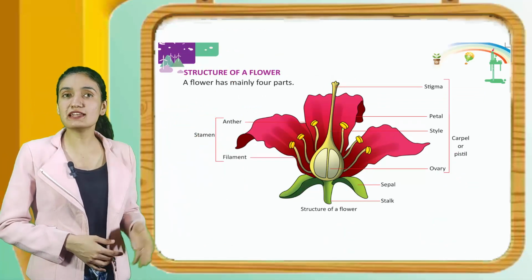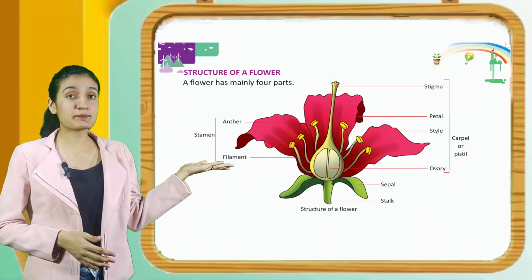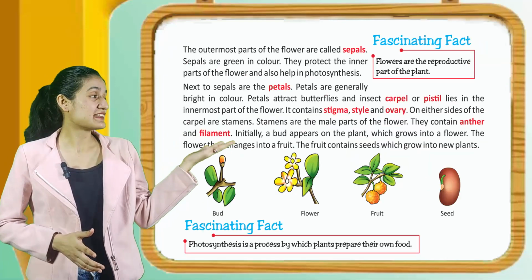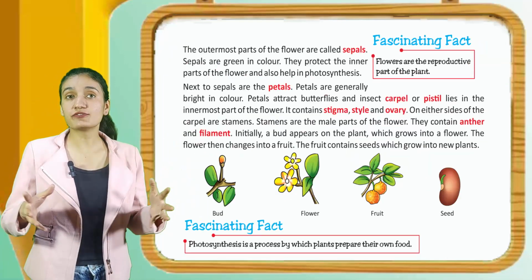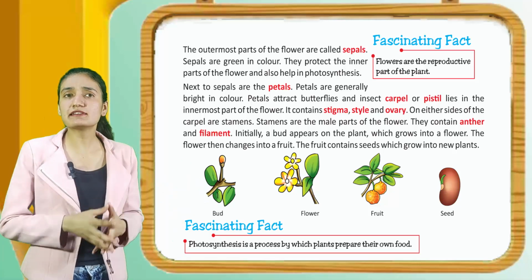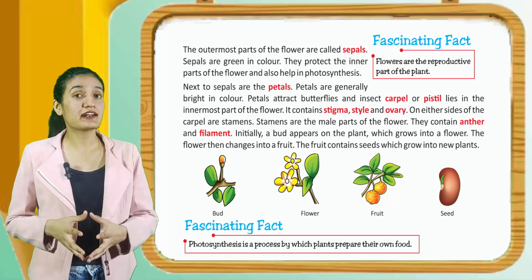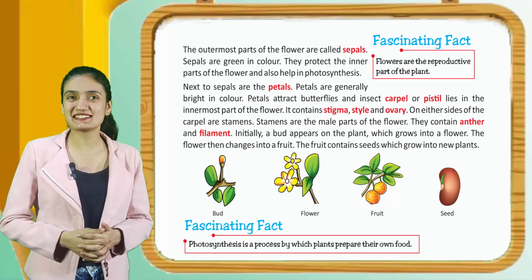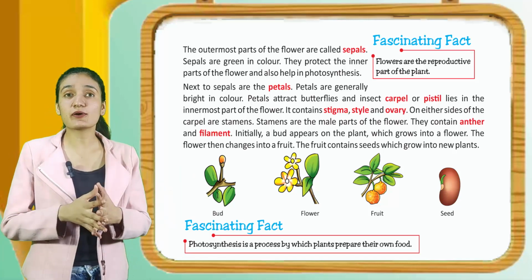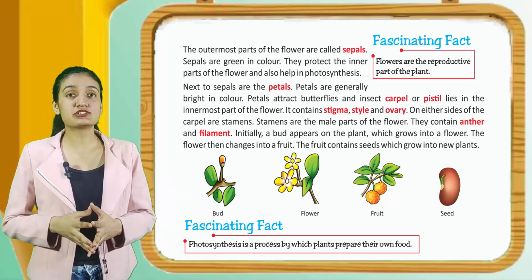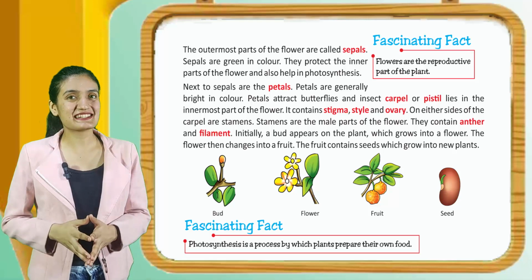A flower has mainly 4 parts. Students, see the picture of flower and learn the structure of a flower. The outermost parts of the flower are called sepals. Sepals are green in color. They protect the inner parts of the flower and also help in photosynthesis. Next to sepals are petals. Petals are generally bright in color. Petals attract butterflies and insects.